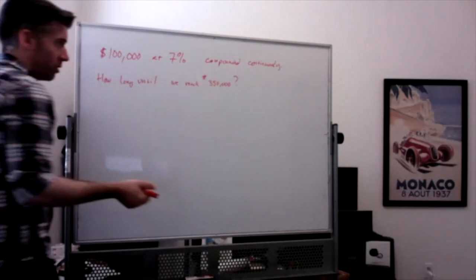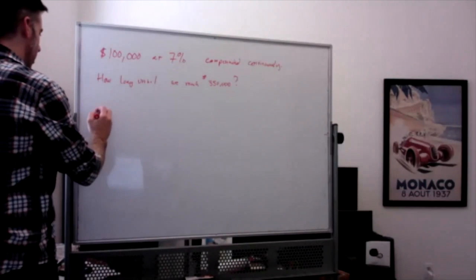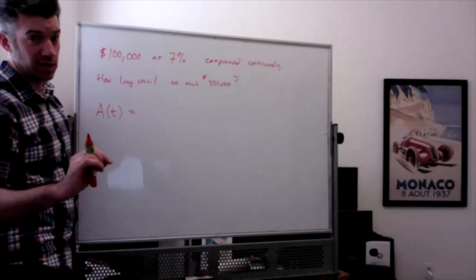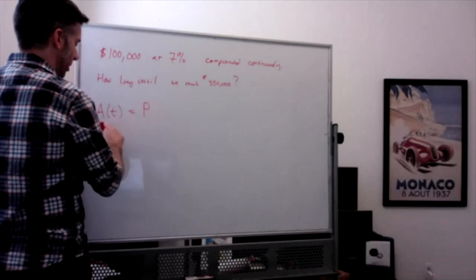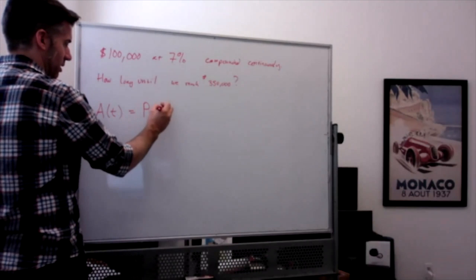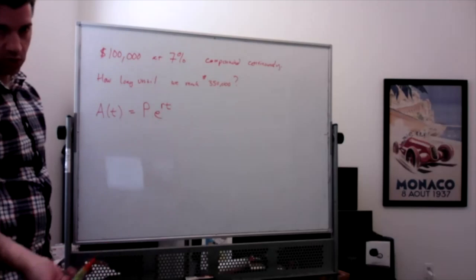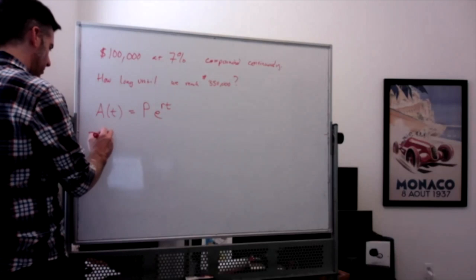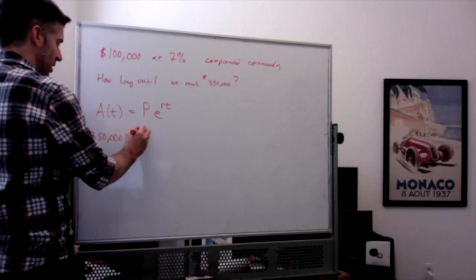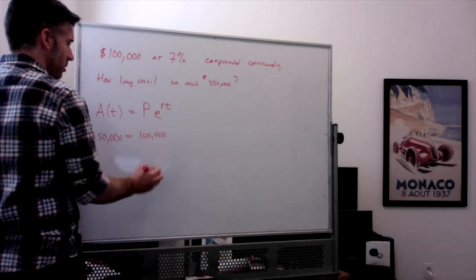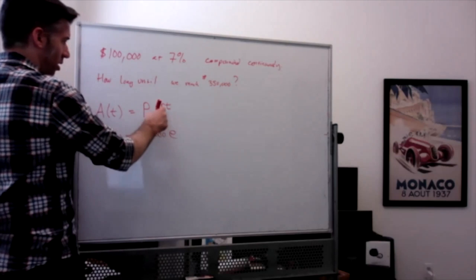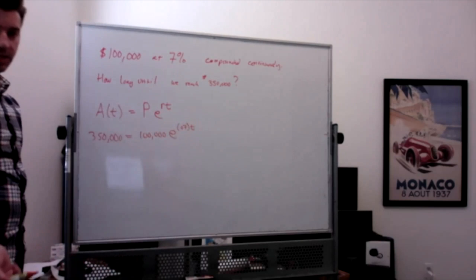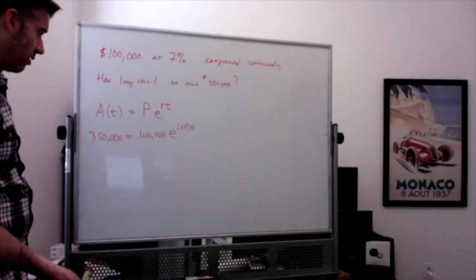Okay, so the compounded continuously interest formula is that the amount of money after some time is the principal times e to the rt, or Pert. So all we're doing here is we want the amount to be 350,000. The principal is 100,000. r is 0.07. And t is what we're trying to solve for. I think that's pretty straightforward.